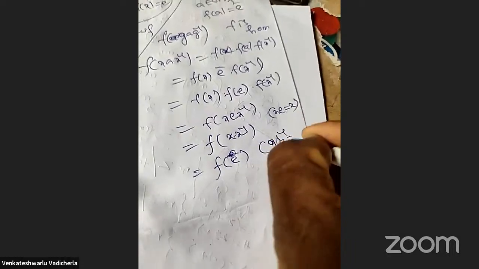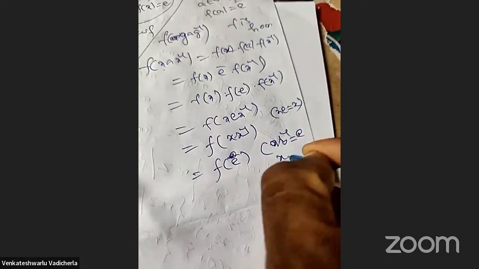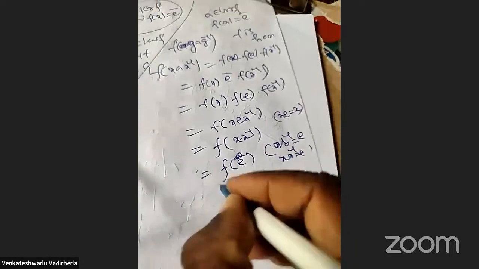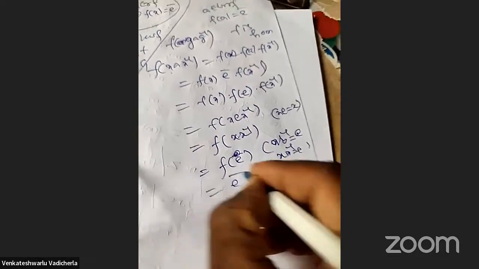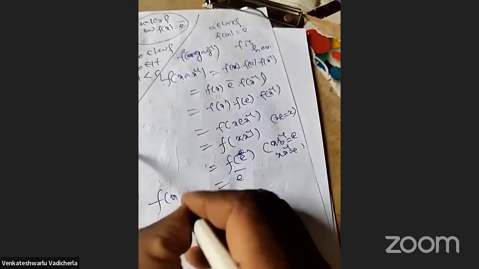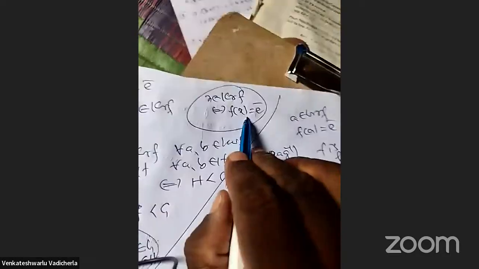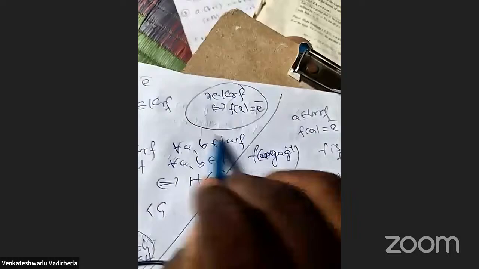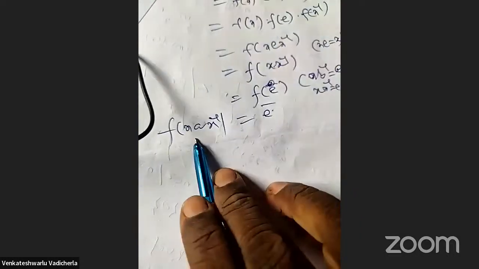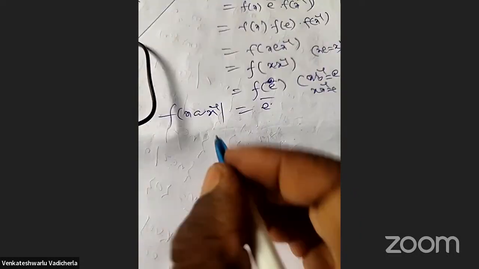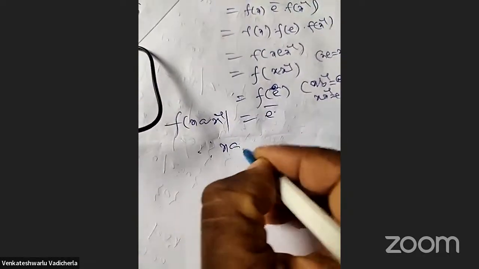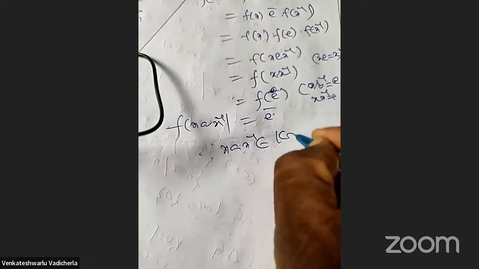a b whole inverse is equal to e. So x x inverse is equal to e. f of e is equal to e bar. So again, f of x a x inverse is equal to e bar. By the definition of e bar, f of x is equal to e bar, so x belongs to kernel f. f of x a x inverse is equal to e bar. Therefore, x a x inverse belongs to kernel f.